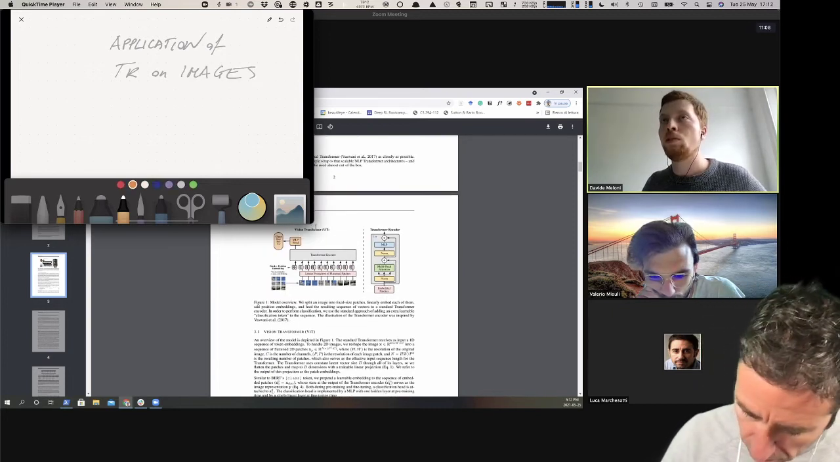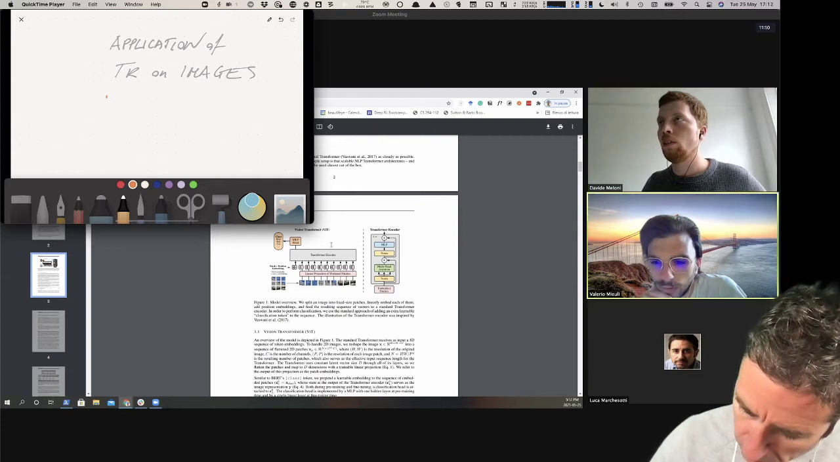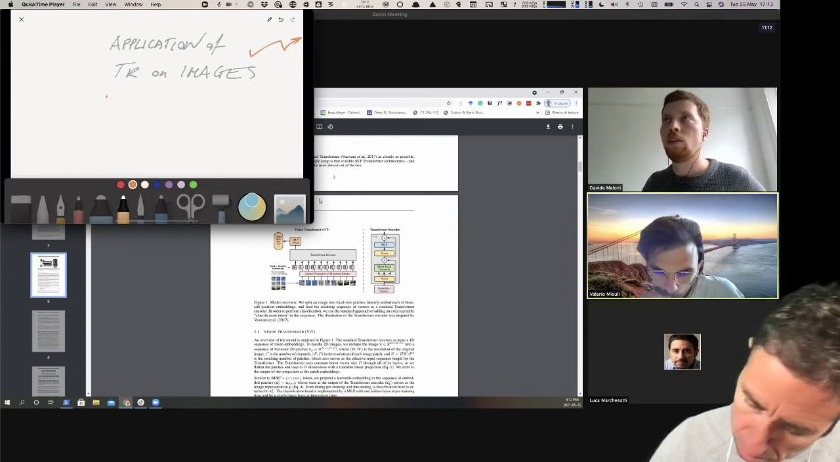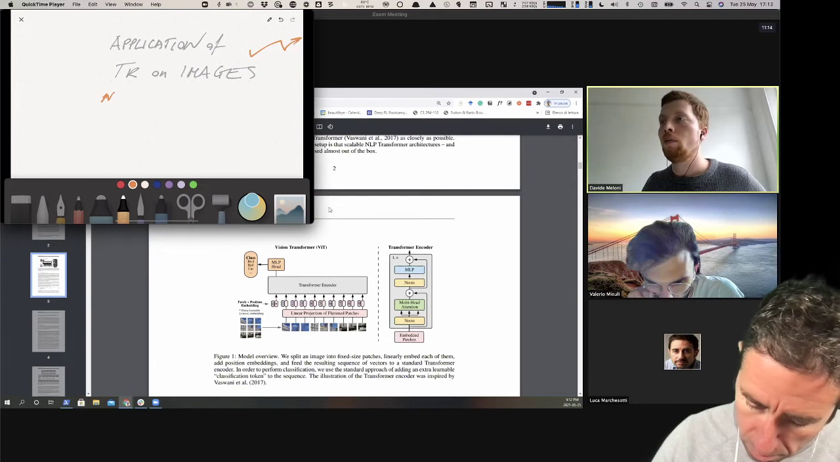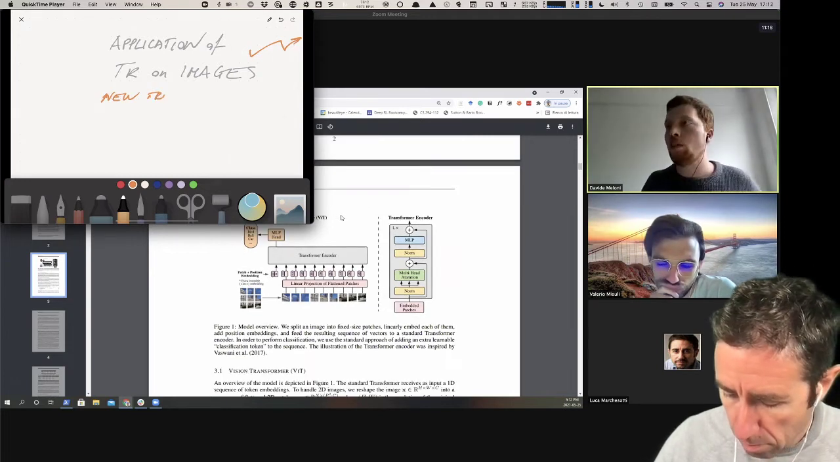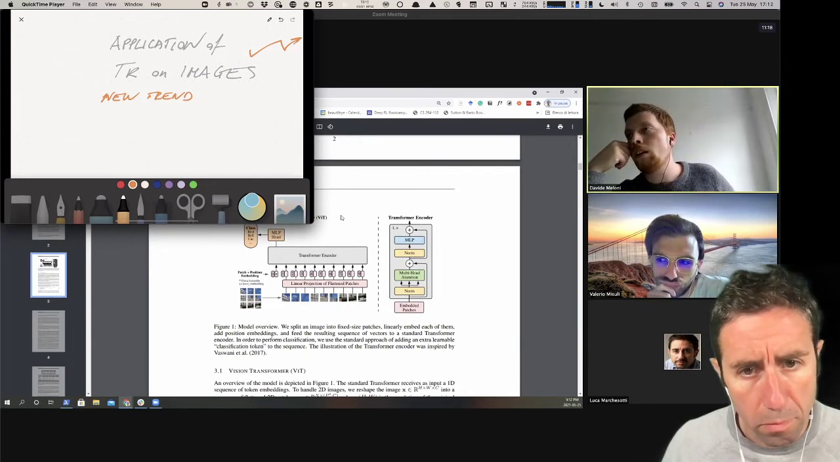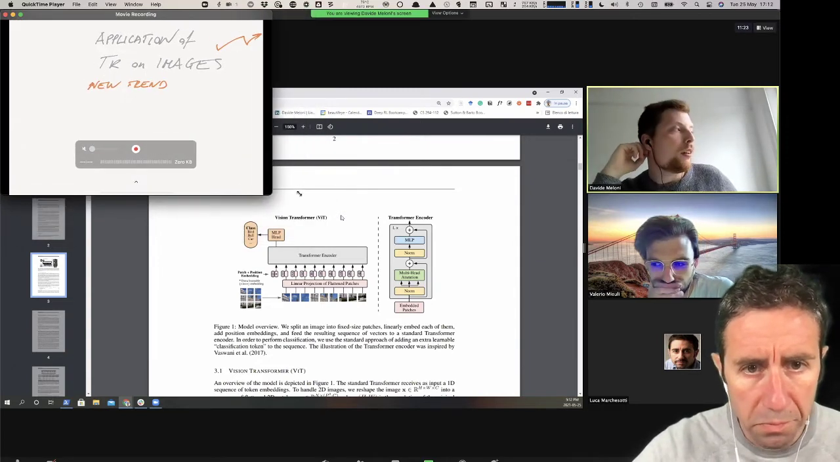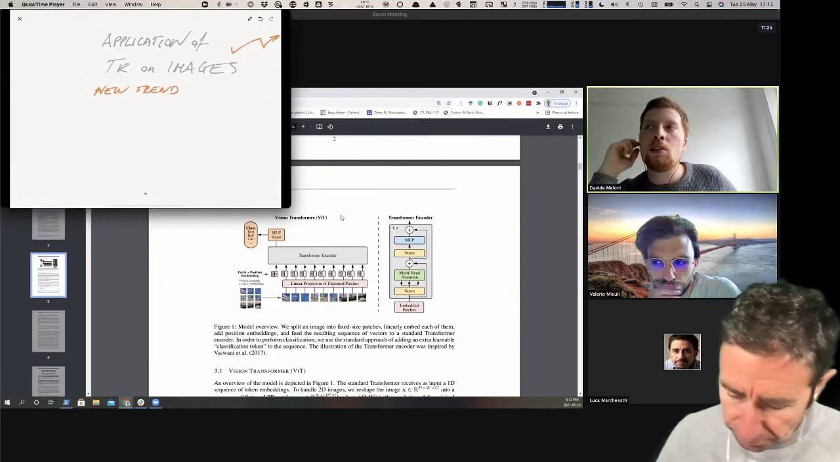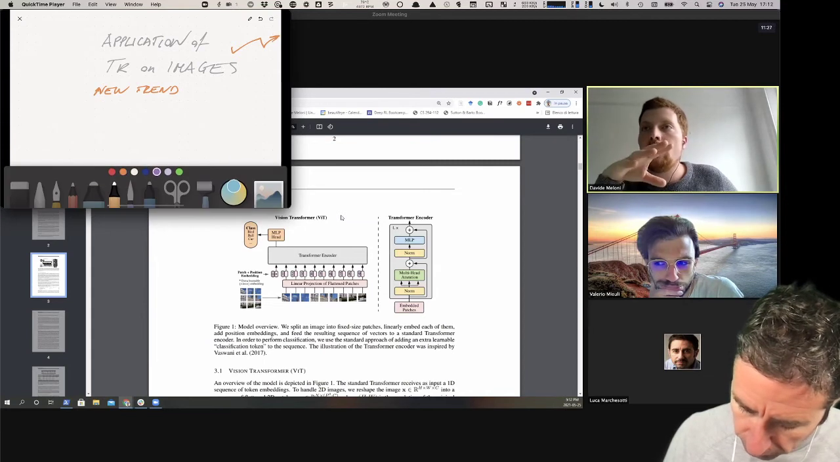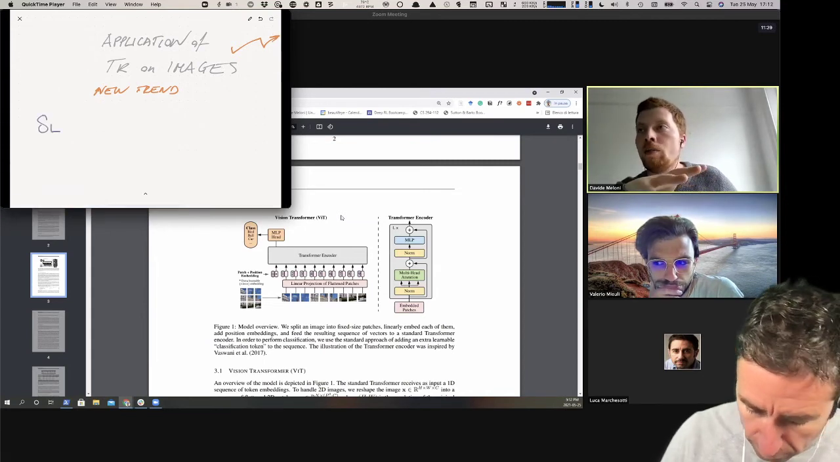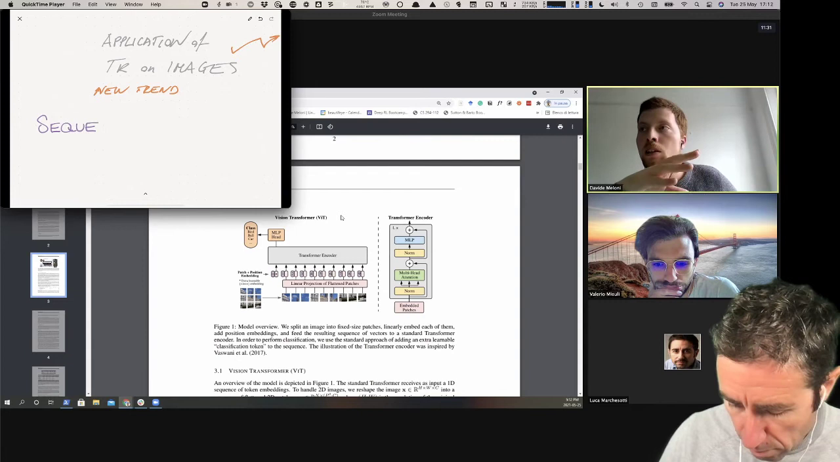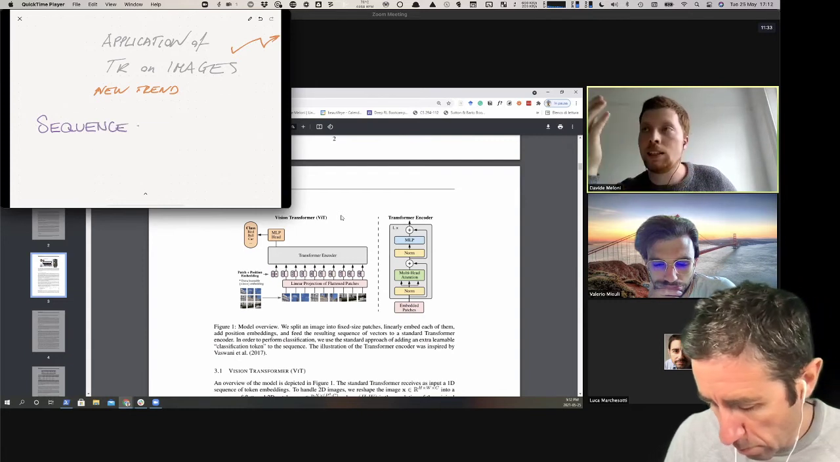Transformers are designed to, can you zoom in, please? Yeah, to deal with sequences, right? Because they are designed to handle sentences. So how could we manage to transform the analysis of an image into a sequential task?